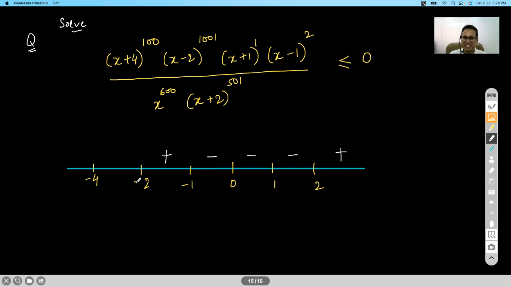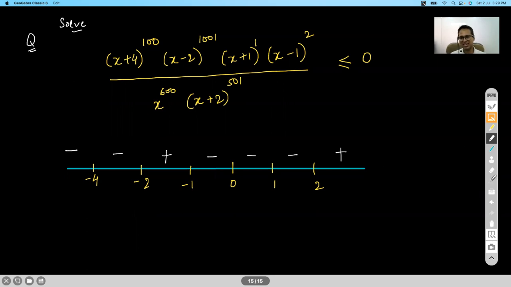Okay. Next, minus 2. Minus 2 has come from x plus 2, which has got again an odd power. Odd power means again switching of sign. Correct? Then minus 4. Minus 4 comes from x plus 4 and has got even power. That means again a retention of sign. So please check. This should have been the sign that you should have got.